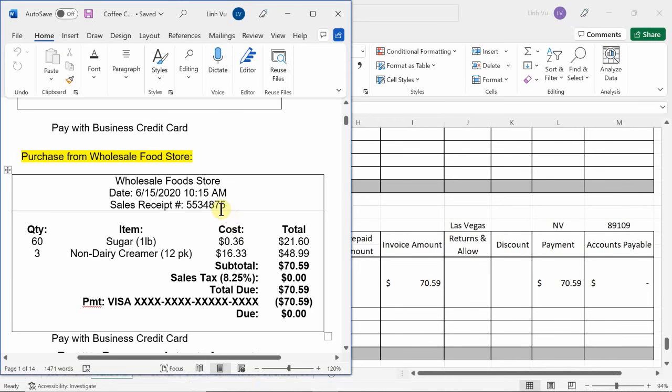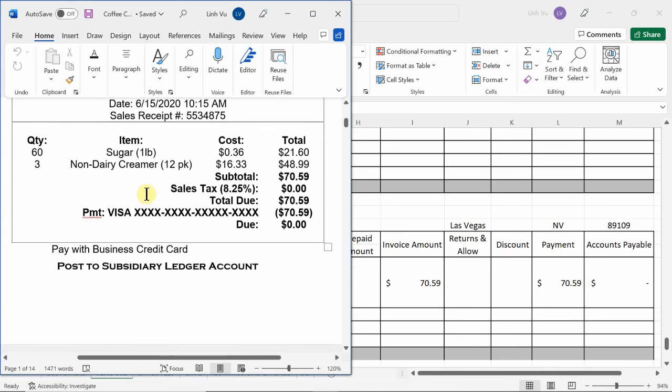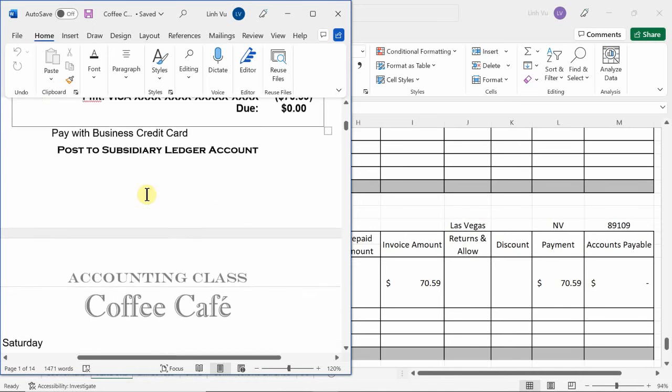Right? This is an inventory, so we don't need to use our inventory worksheet. Okay, so we are done with this.